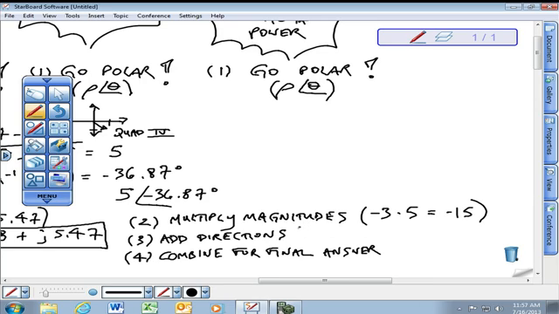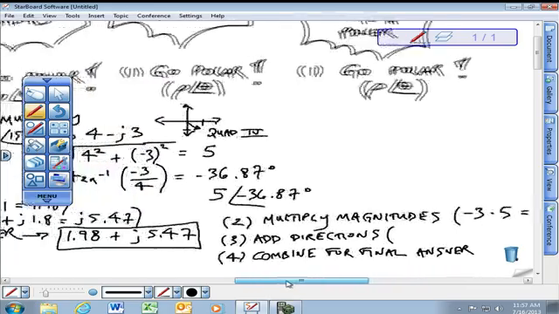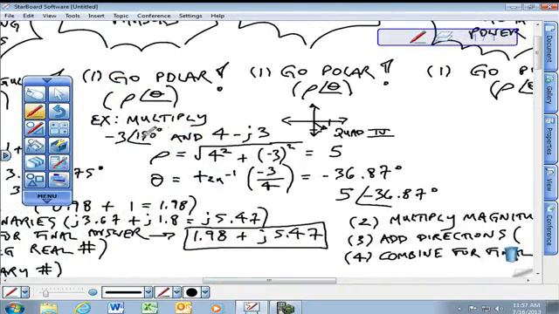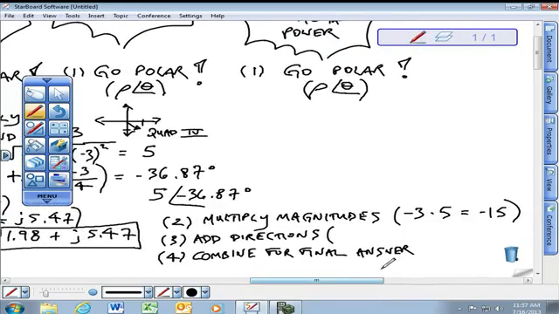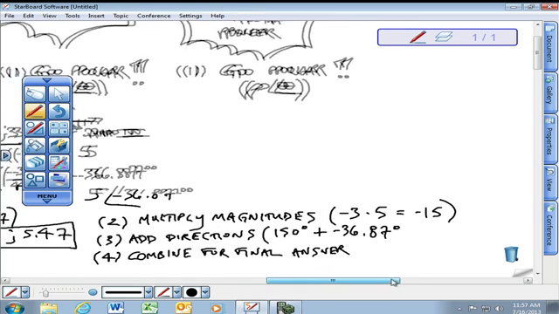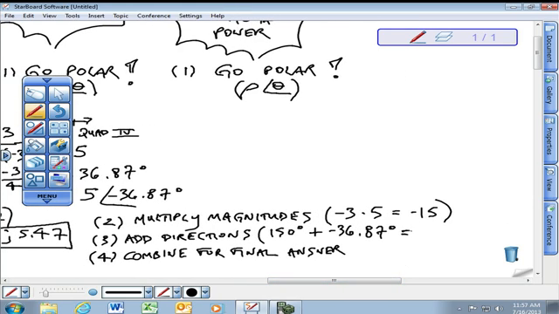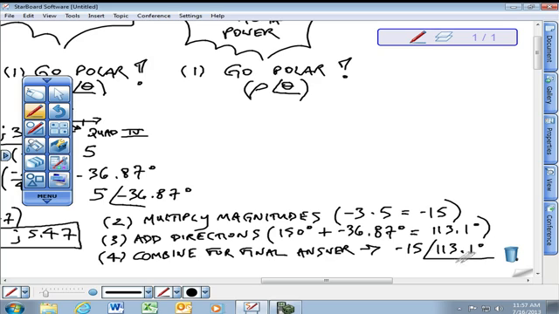And then we're going to add our directions. From our original example, +150, so 150 degrees, and we're going to add that to -36.87 degrees. When we add those up, we end up with +113.1 degrees. And combine for final answer. Final answer is going to be -15 angle 113.1 degrees. You're done. This is how you multiply phasors.